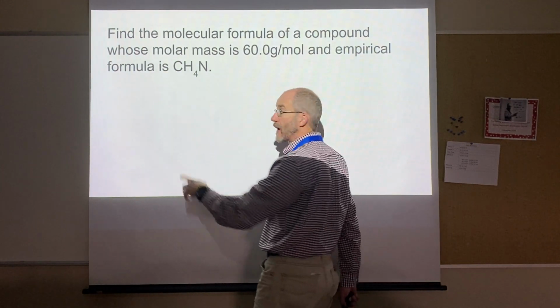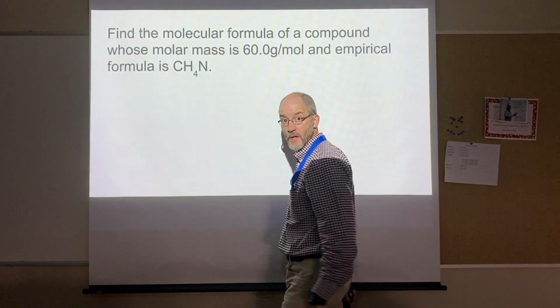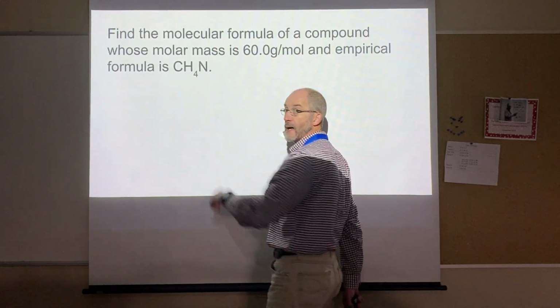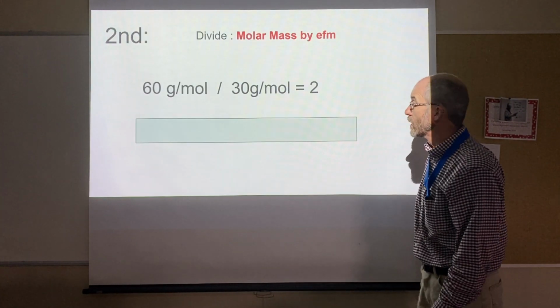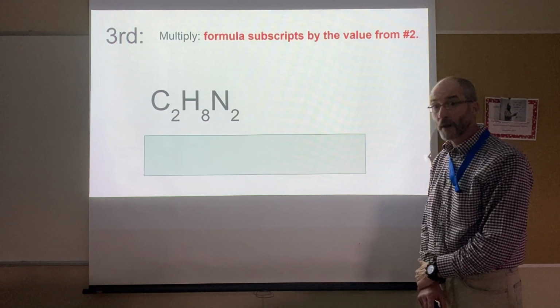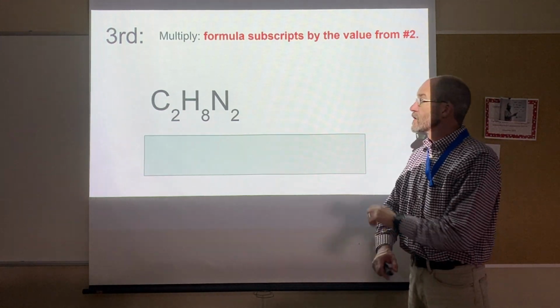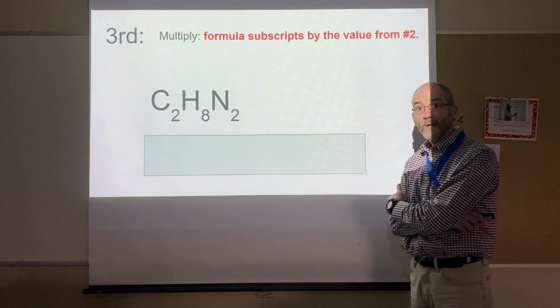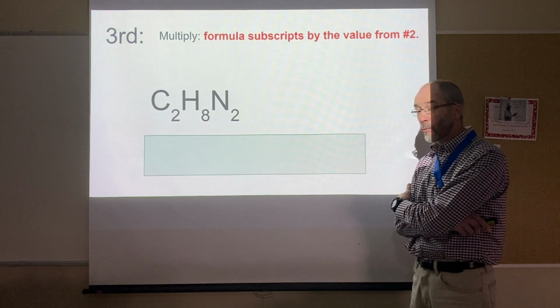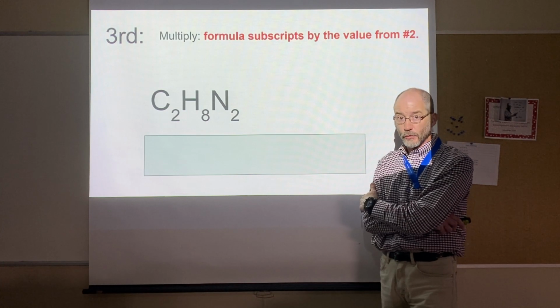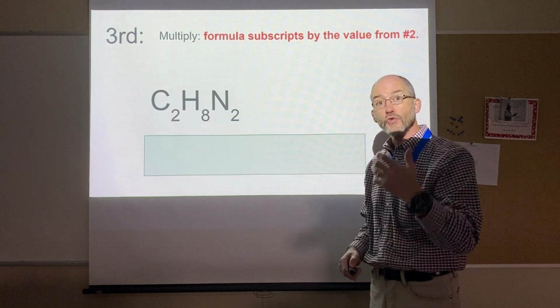So what if I multiply that by 2? Then I would have 2 of those. What if I multiply that by 2? Then I would have 8. What if I multiplied that by 2? Then I would have 2. What is my molecular formula? C2H8N2.